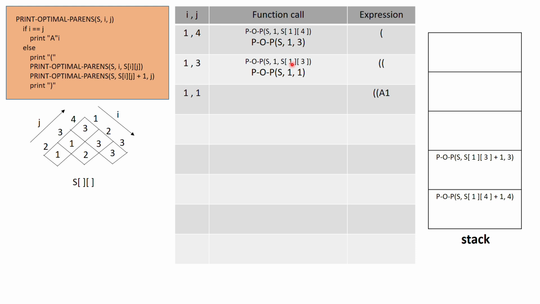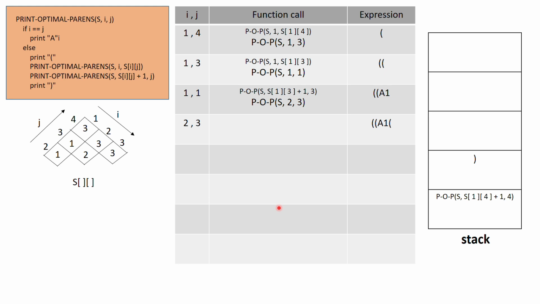Pop s of 1 3 plus 1 comma 3 will pop from the stack, and a closing parenthesis will be pushed into the stack. This one will pop and this will be pushed. Now this function is actually calling what? This is calling print optimal parens s of 2 comma 3. As i is not equal to j, it will again go to the else part and print an opening parenthesis.